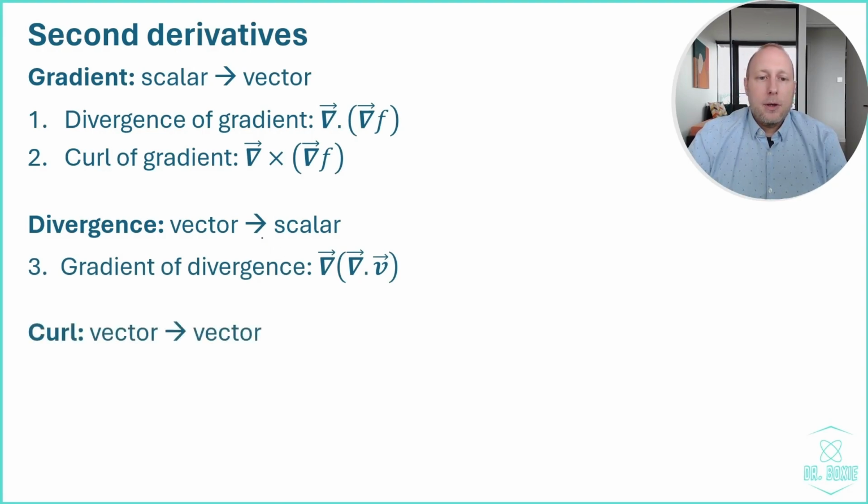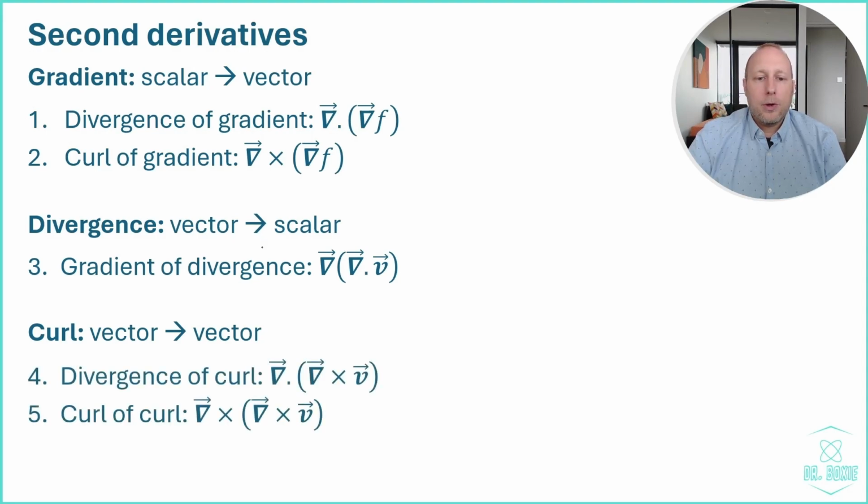And the curl takes in a vector and outputs a vector. If we want to take the derivative of that, again, you cannot take a gradient of a vector, so we're left with either the divergence of the curl or the curl of a curl. And we will go through each of them to see what they mean and how to use them.